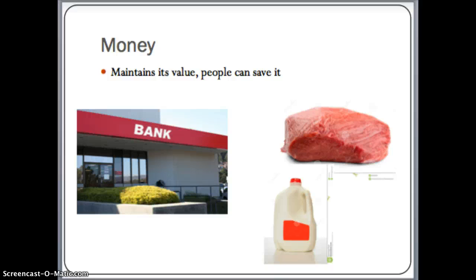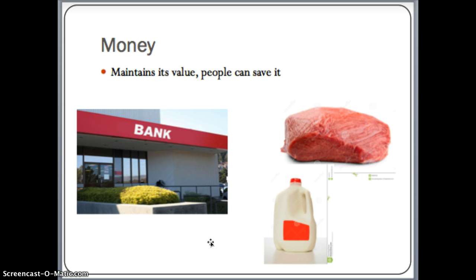So money is important because it maintains its value. A dollar today will be a dollar tomorrow. It'll be a dollar a year from now. It'll be a dollar 10 years from now. Whereas in a system of bartering, in order to accumulate wealth or to save, items don't necessarily retain their value like dollars do. Examples of this: in a traditional economy, people would trade milk, people would trade meat, people would trade animals.